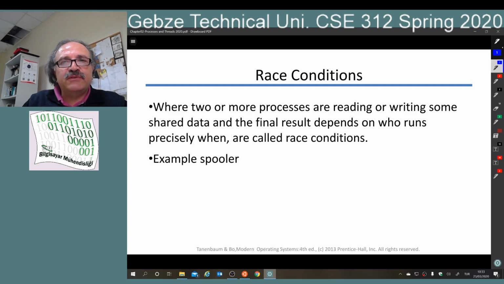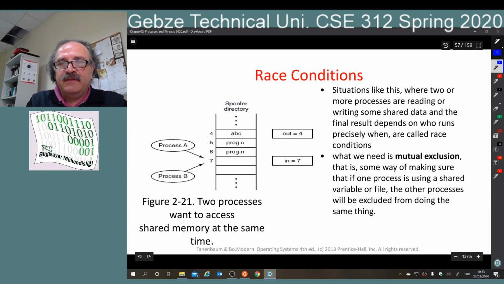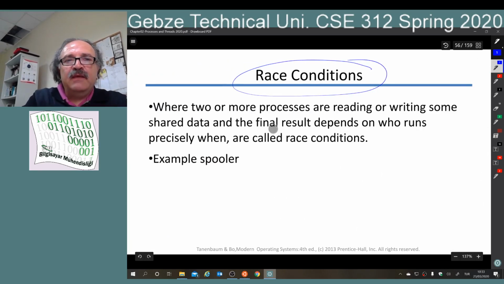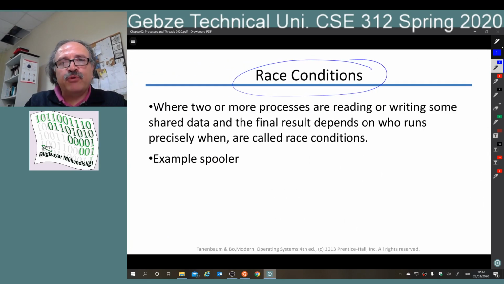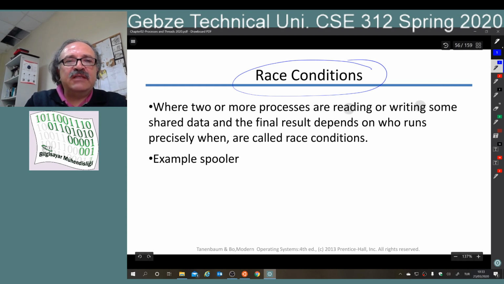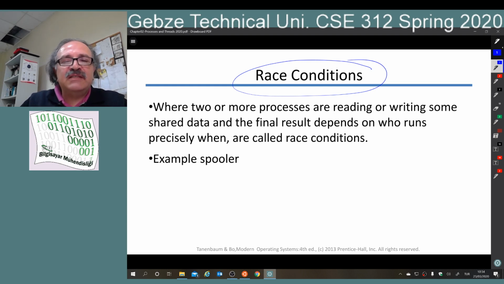Okay, so there is this thing called race conditions, and we don't like race conditions. We will try to eliminate them. The definition of race condition is this. You have more than one process or thread running. When I say process, you understand it as process or thread. It doesn't matter. If they are reading or writing some shared data, the final result should not depend on who runs precisely when. If the final result depends on who runs first and who runs second, that's the race condition, and we don't like it.